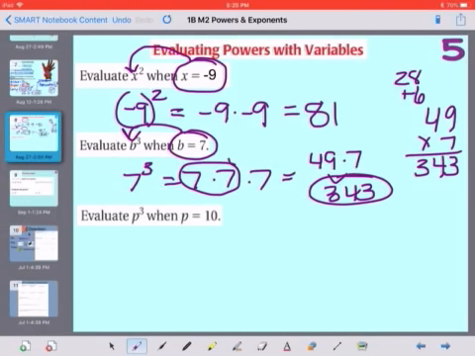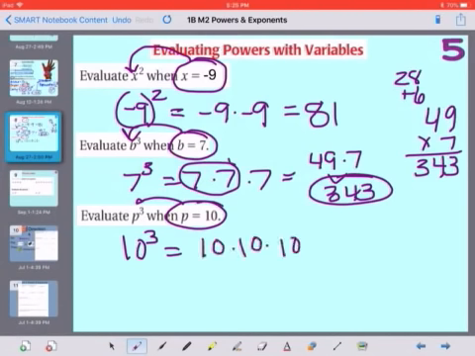Last one, evaluate p to the power of 3 when p is 10. So we have 10 to the power of 3. So that's 10 3 times. 10 times 10 times 10. 10 times 10 is 100. So we have 100 multiplied by 10. When you multiply by 10, you're just figuring out how many zeros there are. It's 10 times what we just had, which would be 1,000.